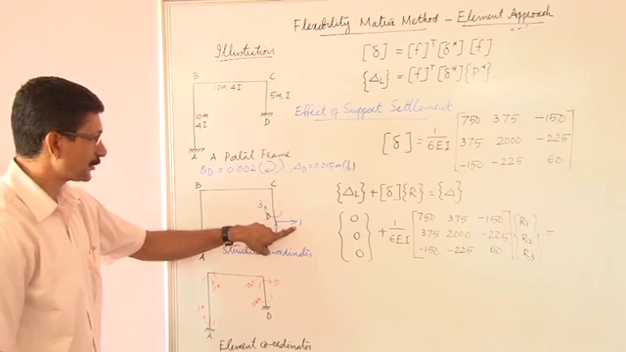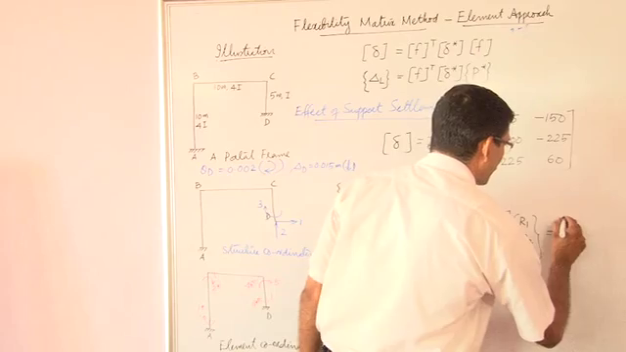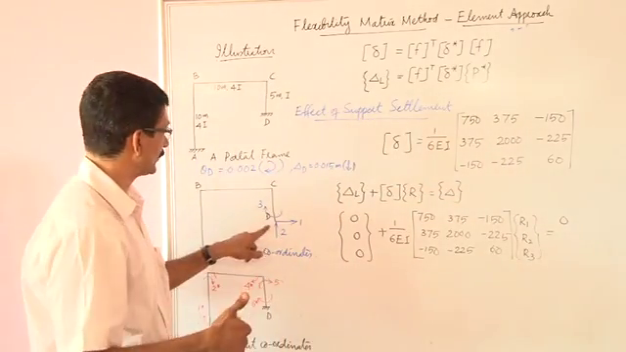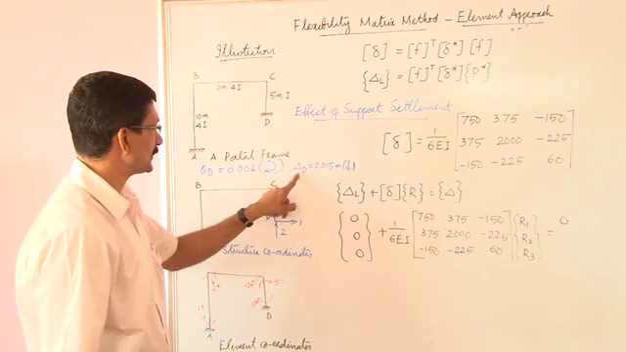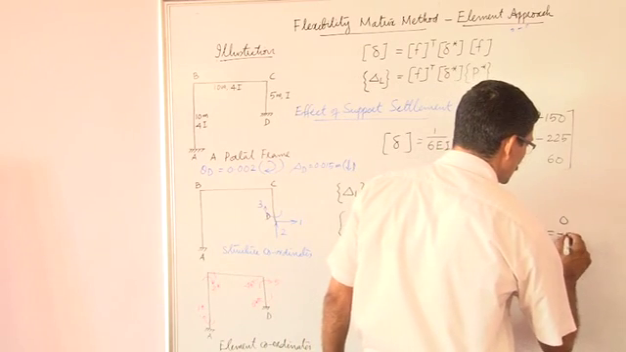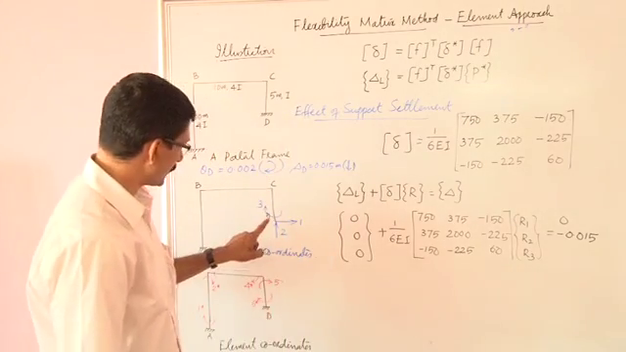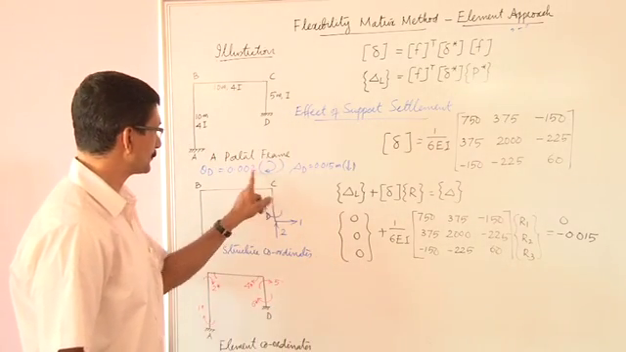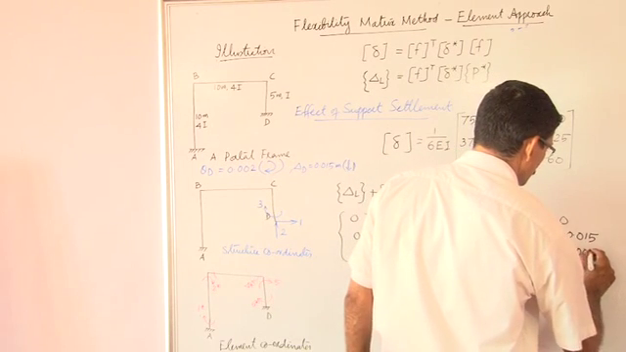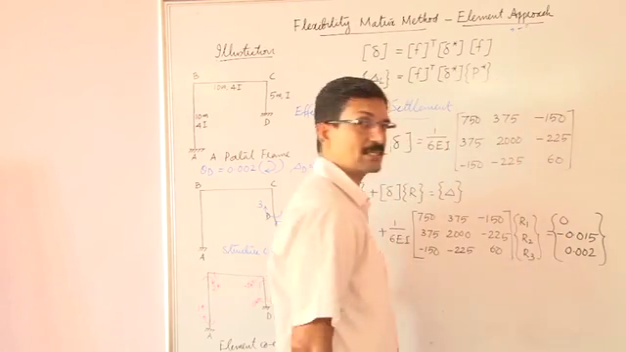Along direction 1, we have no displacement given here. Let us put 0 there. Corresponding to direction 2, vertical direction at D, we have delta D equal to 0.015 but downwards. So you put a minus sign there, minus 0.015. Rotation, clockwise rotation here is given as 0.002. So they are the elements of the delta.